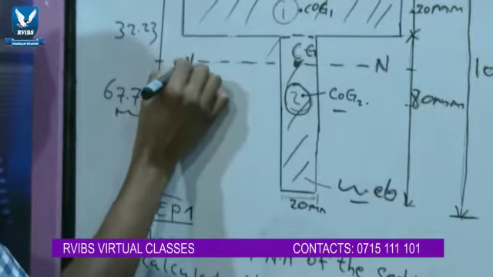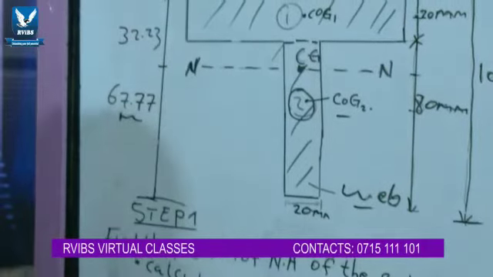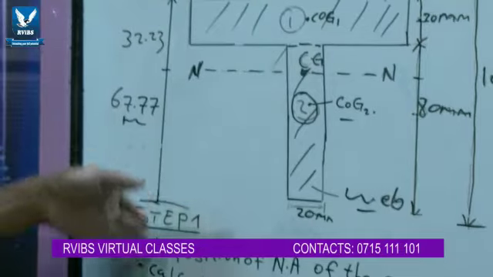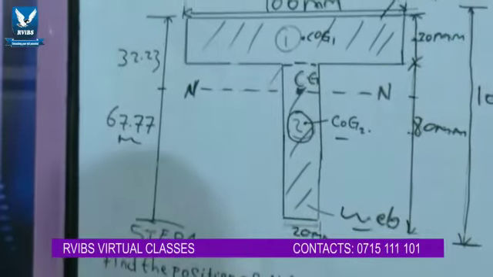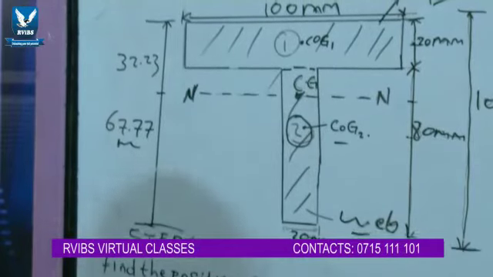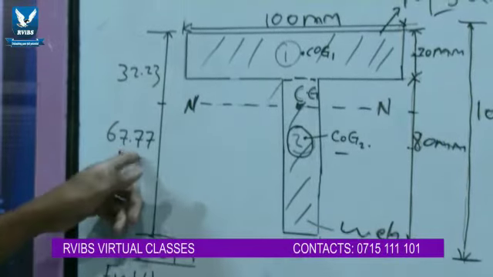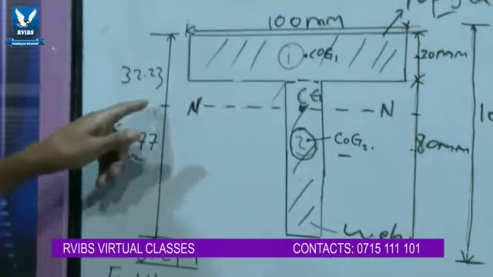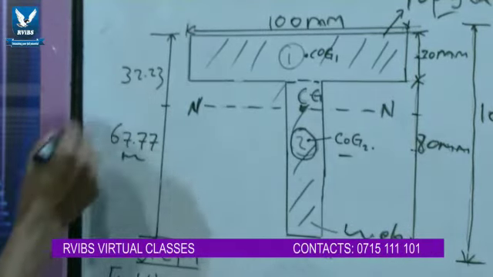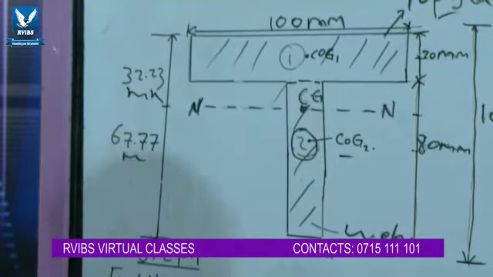This is actually the neutral axis. And considering the entire height of the section, it's actually 100. The height of the section is 100. So 100, you subtract 67.77, we can see that the neutral axis is at a distance of 32.33 millimeters from the top of the section.